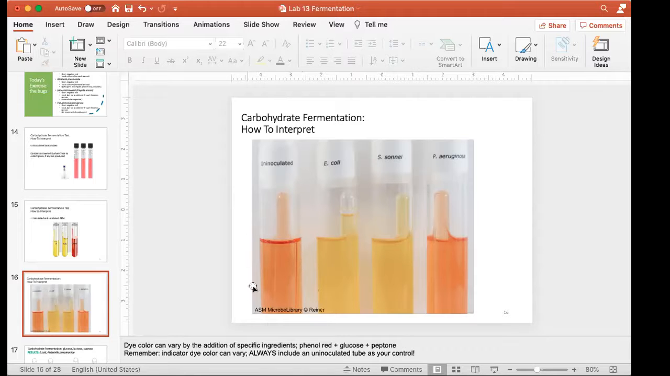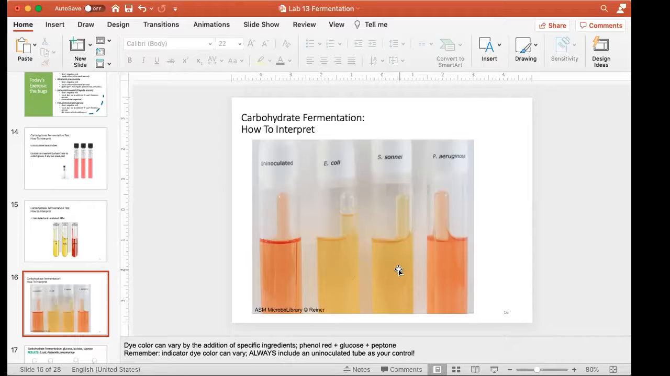So put it in the incubator, let it incubate, just like these tubes will incubate, and use it as your comparison the next day. If your experimental tubes are the same color, then nothing happened, no fermentation. If your experimental tubes are a different color, and for this indicator dye, it's going to be yellow, then you know an acid was produced. The pH in these tubes is very low, it's acidic, and that's what caused the color change.